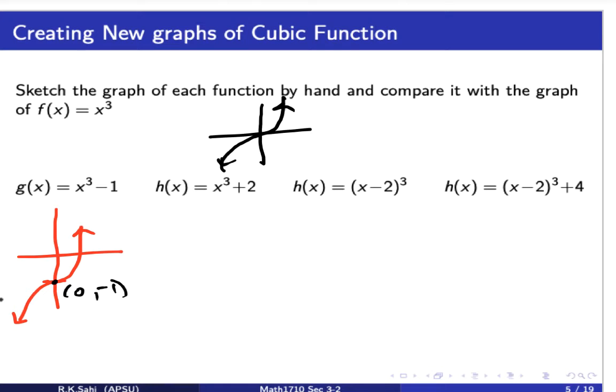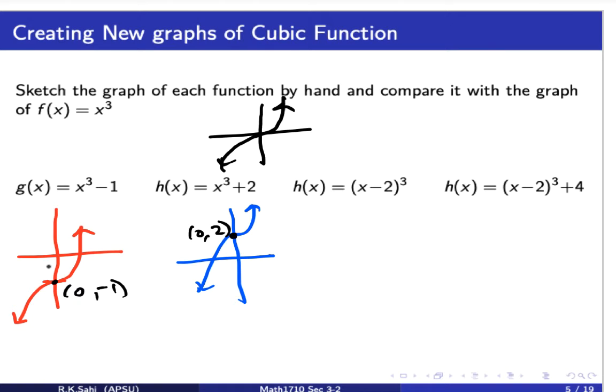Okay, so in a similar fashion, when we look at h(x) is x cubed plus 2. So here what is happening to the graph? The original graph is now moving up by 2 units. Okay, so let's go ahead, make this graph. So the new point of y-intercept is 0 and 2. So this is the point 0 and 2.